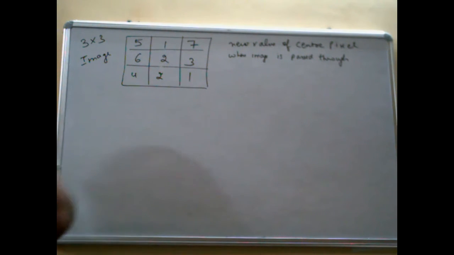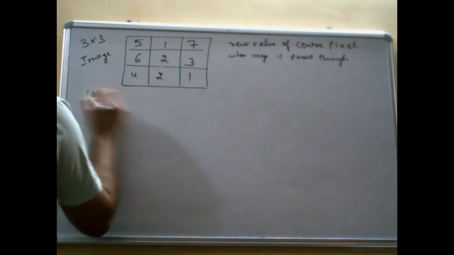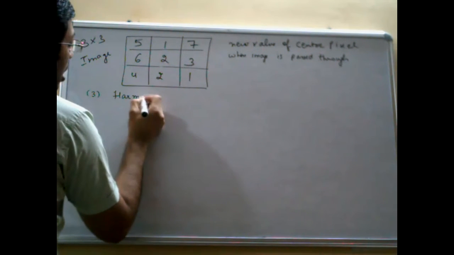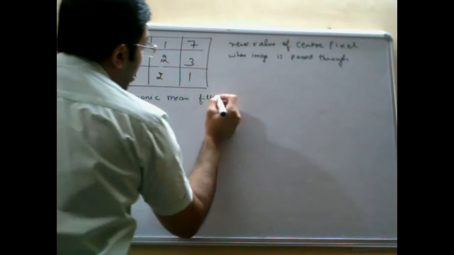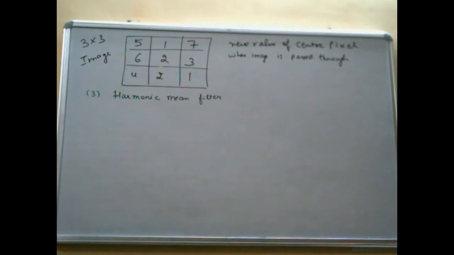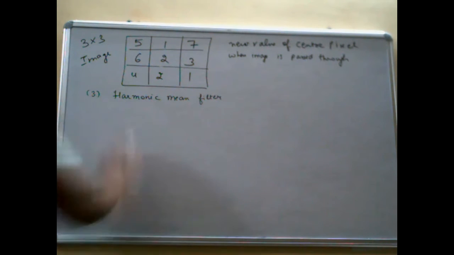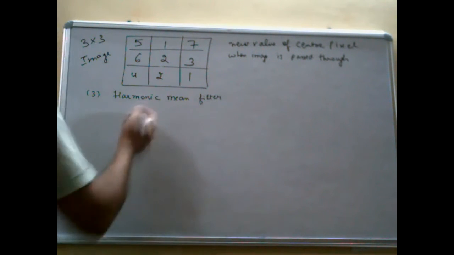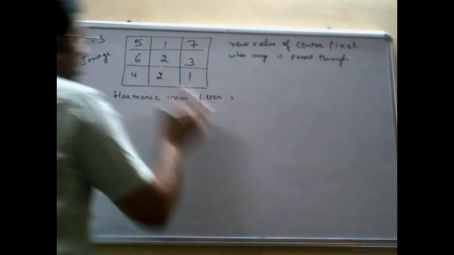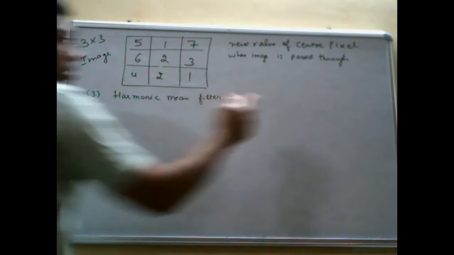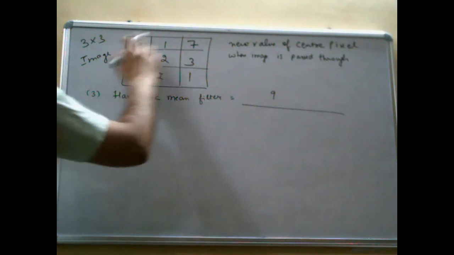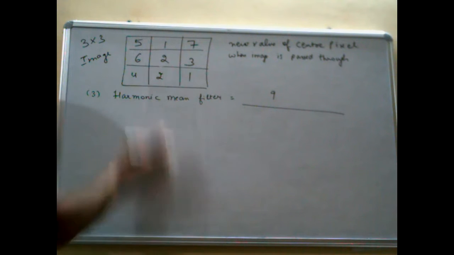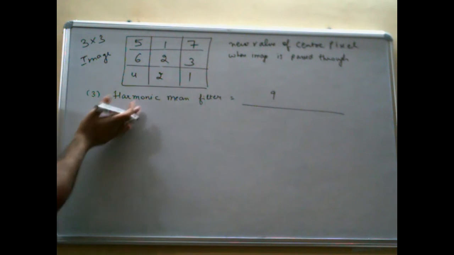Third, when you pass this through a harmonic mean filter, how is this harmonic mean calculated? Let us see that. Harmonic mean is equal to the total number of pixels, that is 9, divided by the sum of the reciprocal of all these values. That is the geometrical formula to calculate harmonic mean.